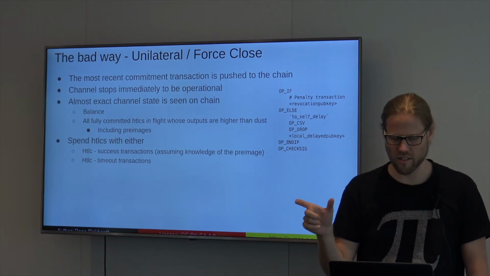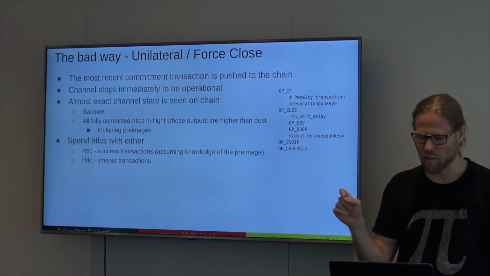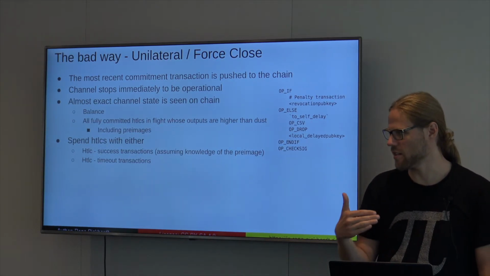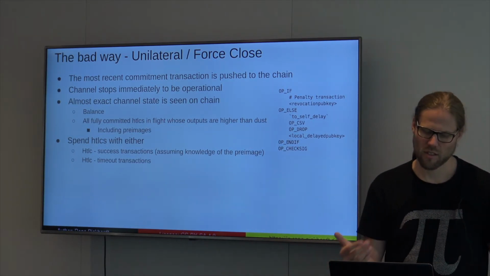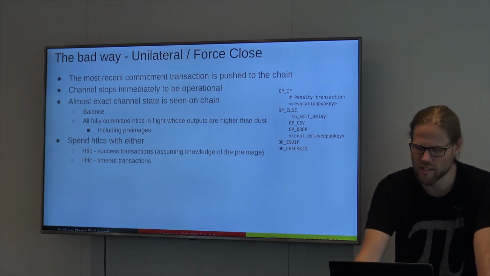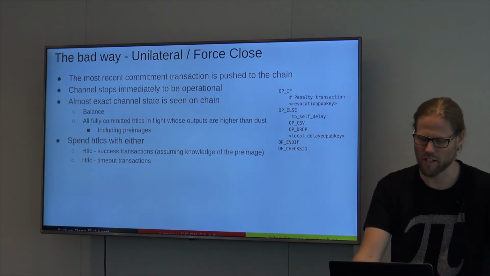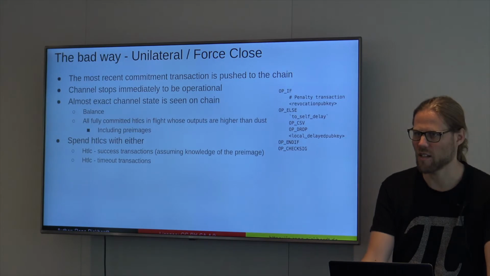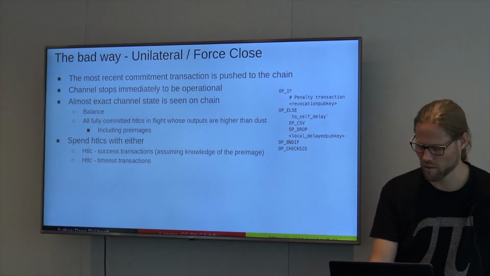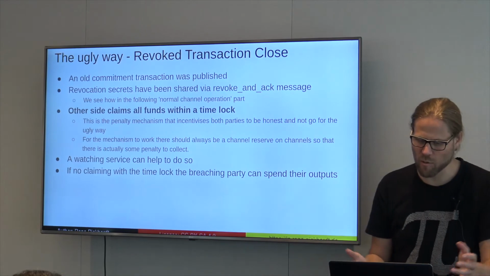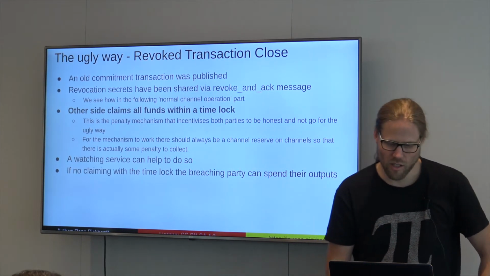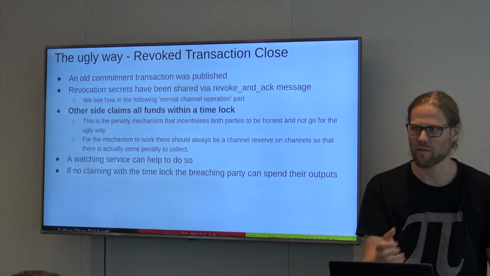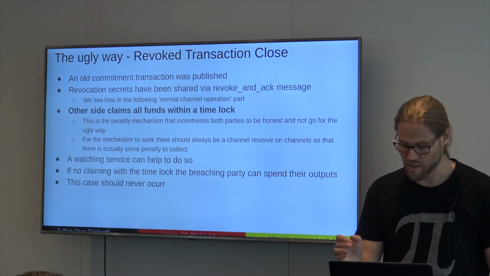So you see the balance and you see basically all fully committed HTLCs where the output is higher than the dust limit. And then the HTLCs are spent with HTLC success transactions or HTLC timeout transactions, depending on whether the person who has this HTLC is able to provide a pre-image or not. You can see all of this. So yeah, obviously watching services could help to do so, and if there is no claiming within the time lock, the breaching party can spend their outputs, right? This is the 24 hours Christian was talking about. And this case should obviously never occur.